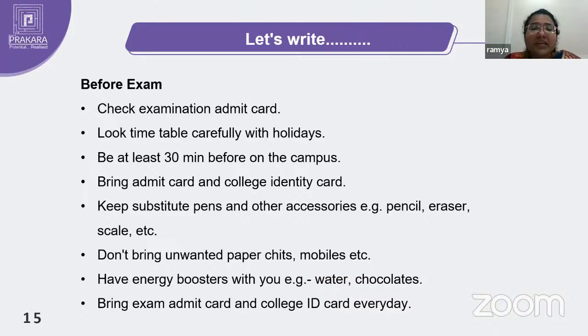Next, you have to bring the hall ticket card as well as the college identity card. If your name in the admit card varies, the examination invigilator will be carrying some information. If there is any error in your admit card, your college identity card may be helpful. So you should carry both the admit card as well as the identity card.